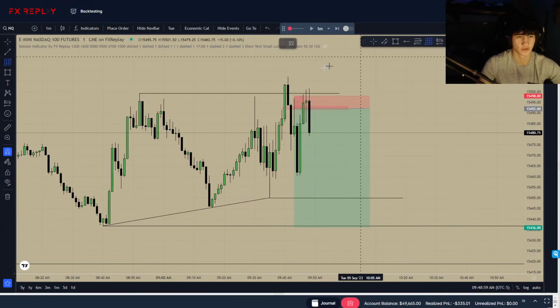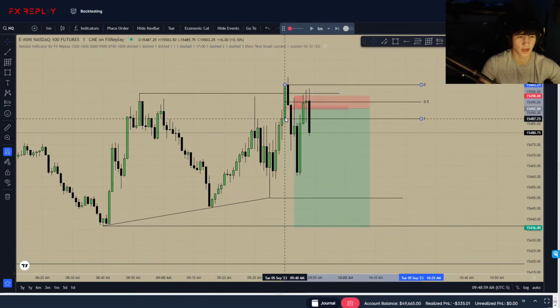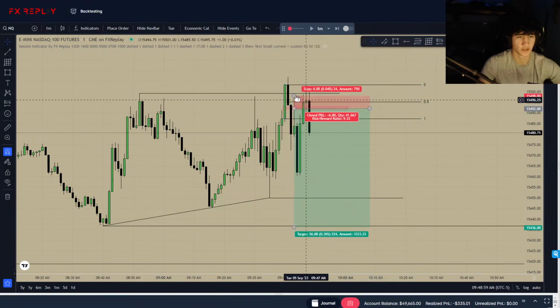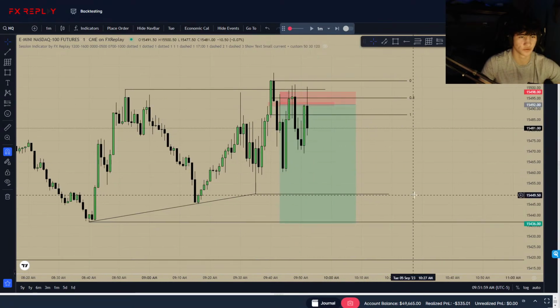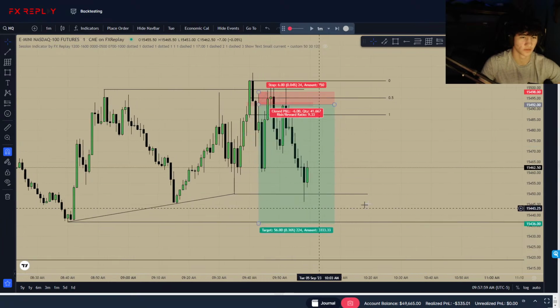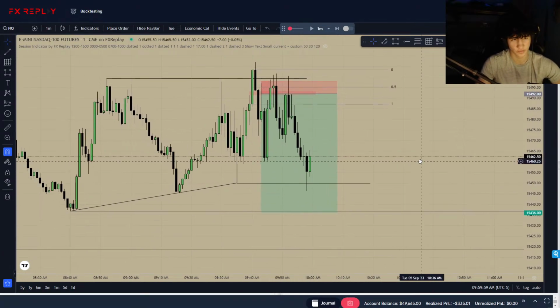I think our stop loss was a little bit too exaggerated. That high probably would have been a safer place. And yeah, I think I made that stop a little bit too crazy. And let's run lower. Took out that first low. That's where our partials would be at.